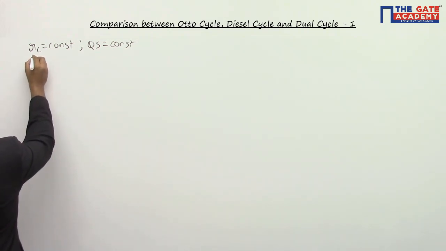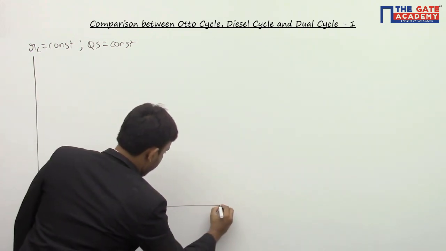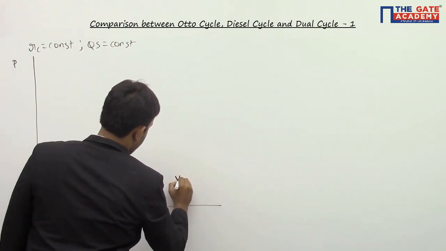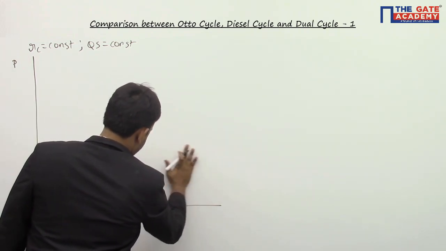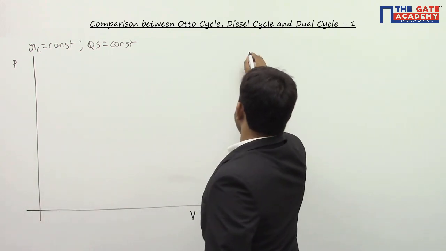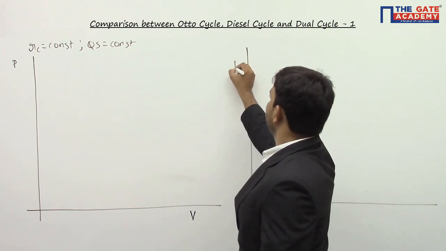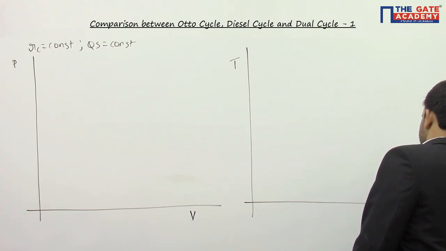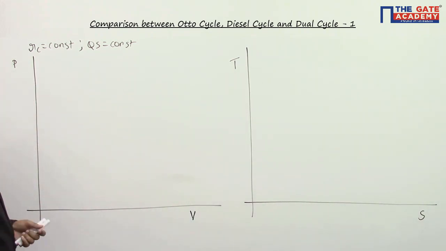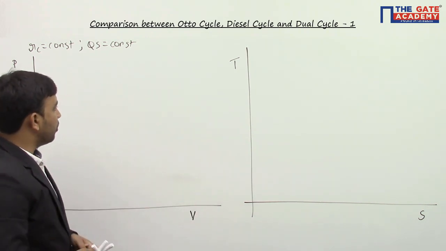So first I am drawing PV coordinates. This is pressure versus volume coordinate. And here I am drawing TS coordinate, temperature versus entropy coordinates. So first I am drawing this Otto cycle. You can draw any cycle, but first I am drawing Otto cycle.